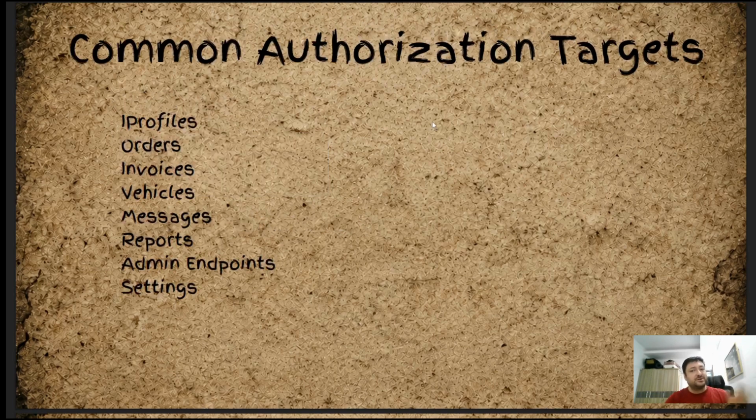Okay, so here are some common authorization targets. Look for profiles, orders, invoices, vehicles if you're looking at a vehicles app, messages, reports, admin endpoints, settings. All these things have very specific purposes, but a lot of times when developers are messing with them, they usually keep them simple, like 1, 2, 3, whatever. So always play with this. See what it is you can change.